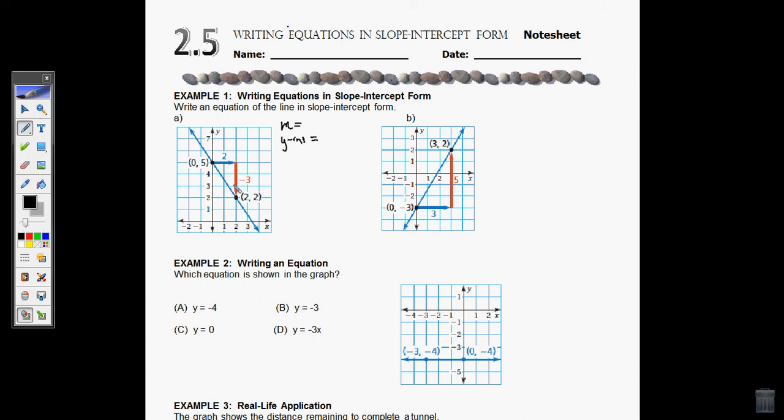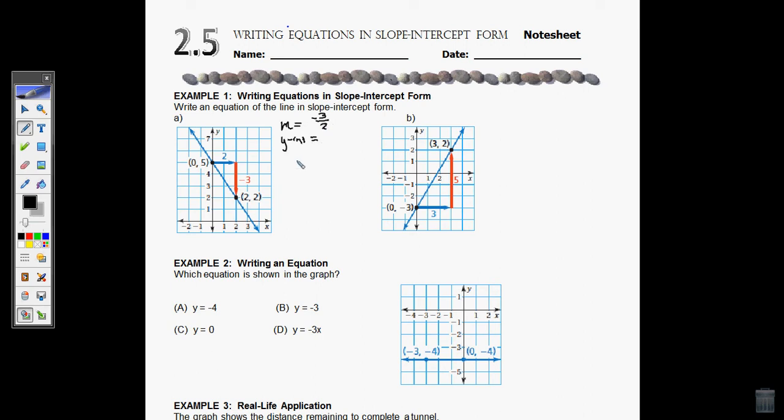Absolutely. It pretty much is yelling the slope at you. Slope is rise over run, which in this case, it's a downgrade. So it's going down 3 and over 2. Negative 3 over 2. Slope, easy to find, not a big deal.